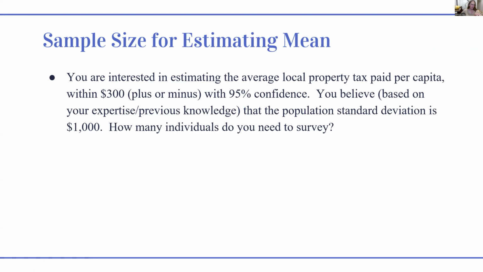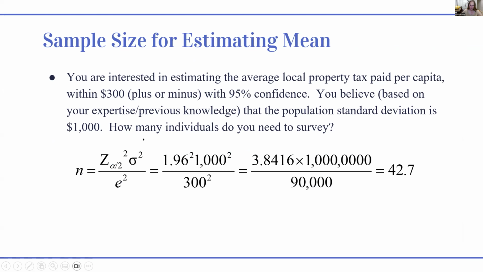So you want to look at the average property tax paid per capita, right? Within $300. So you are a county worker and your boss says, I want you to estimate the average property tax that people pay within $300, plus or minus, with 95% confidence. You believe, based upon your previous expertise or your knowledge, that the population standard deviation is 1,000. So how many individuals do you need to survey?